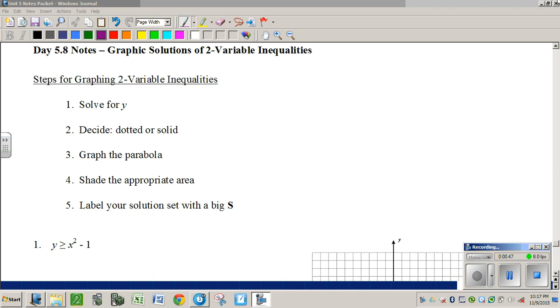The other thing that you want to remember when you're graphing inequalities is that you need to decide whether your line is going to be dotted or solid. That's one of the things that I like to decide right from the beginning, so that when I go to graph it, I've already decided that and I don't accidentally make it solid when it's supposed to be dotted.